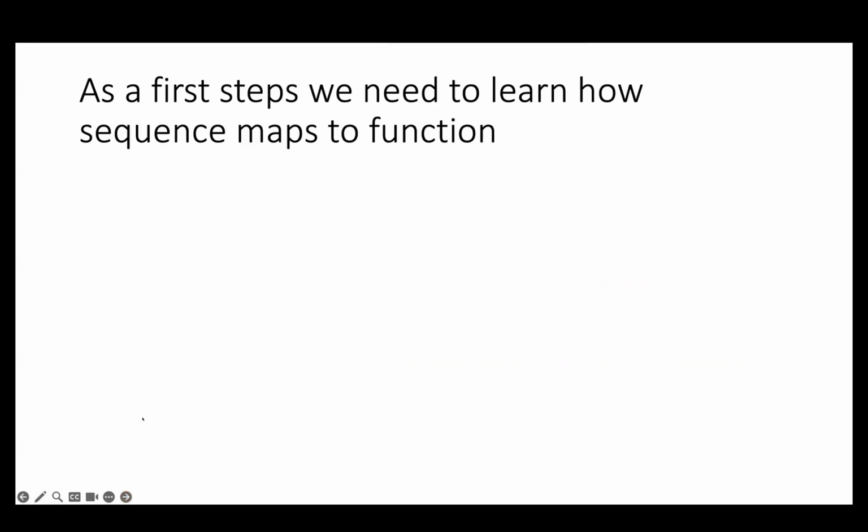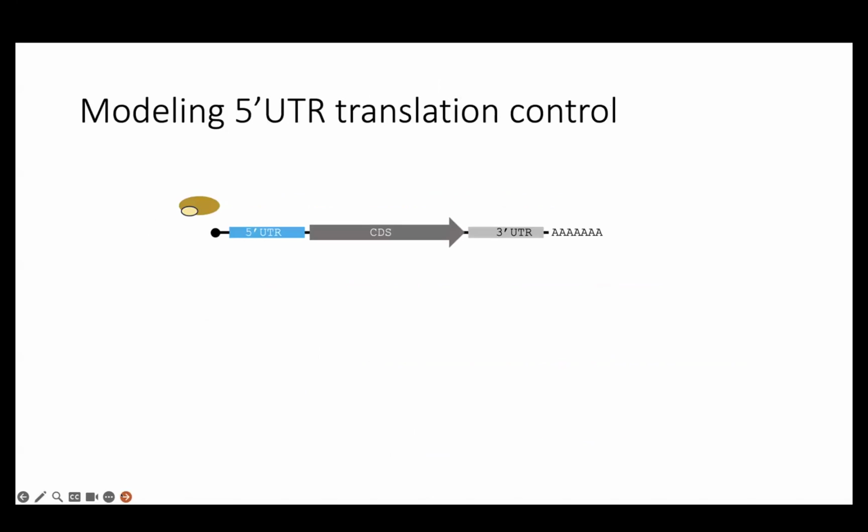So step number one is that we need to learn how to predict function from sequence, or how to map sequence to function. And I'm going to tell you a first example that's an older story where we do this in the context of the so-called 5' UTR, or 5' untranslated region, the leader sequence that precedes a protein coding mRNA sequence. What this leader sequence does, and this has been known for a long time, is help regulate the strength of translation.